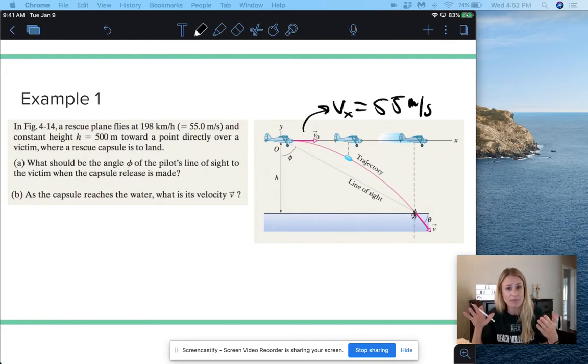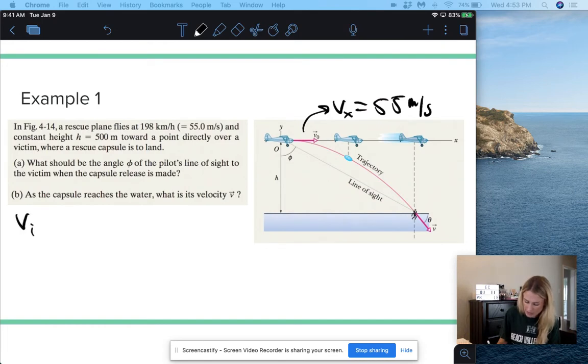Now, what else we can know here is that because the plane is dropping that capsule, just like we do with free fall problems, we can just say that the initial velocity in the y direction is 0. So initial velocity in the y direction equals 0, okay?